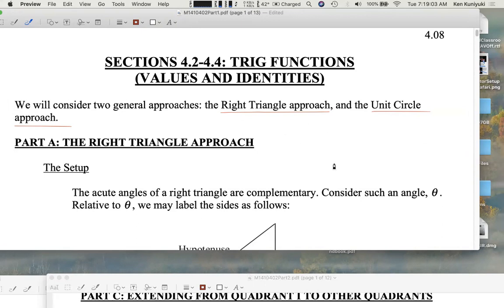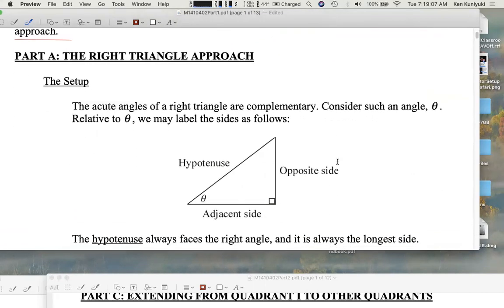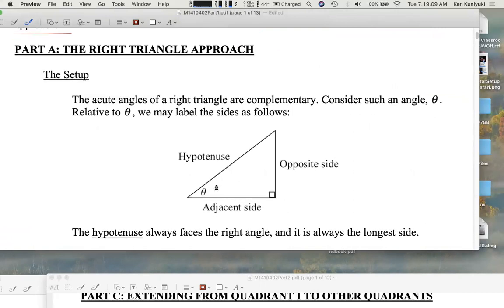Okay, now the right triangle approach. Here is the setup. So let's say that we care about this angle theta. And let's assume for now, for the time being, that theta is acute. So we're going to focus on acute angles for right now, and we'll extend these ideas later on.